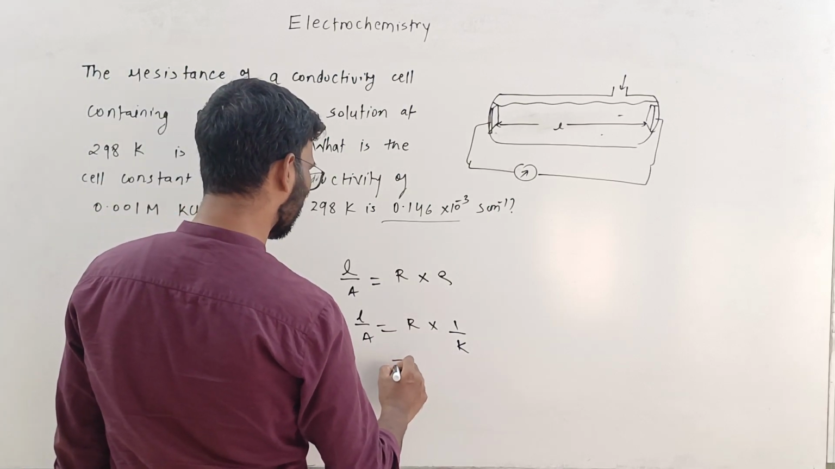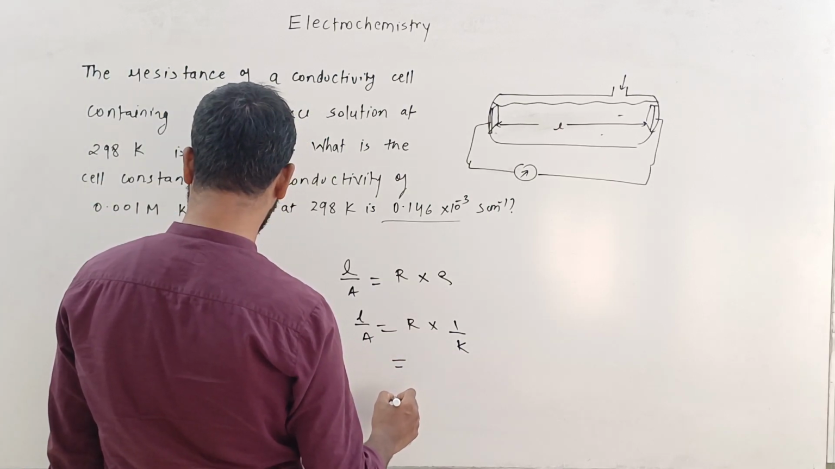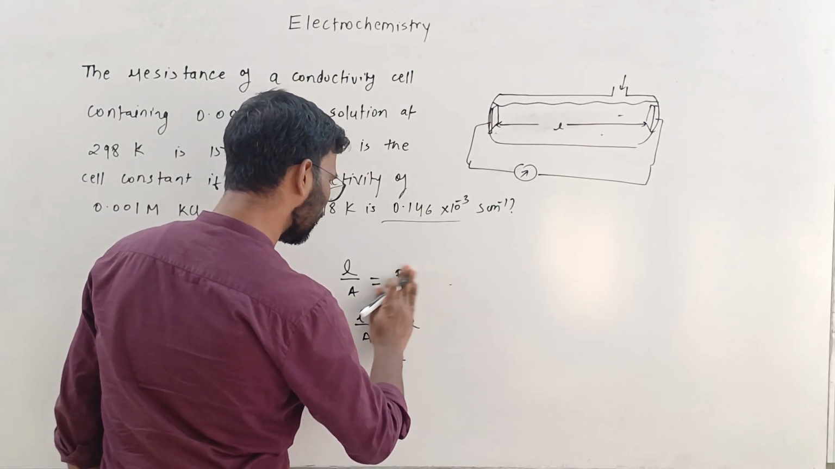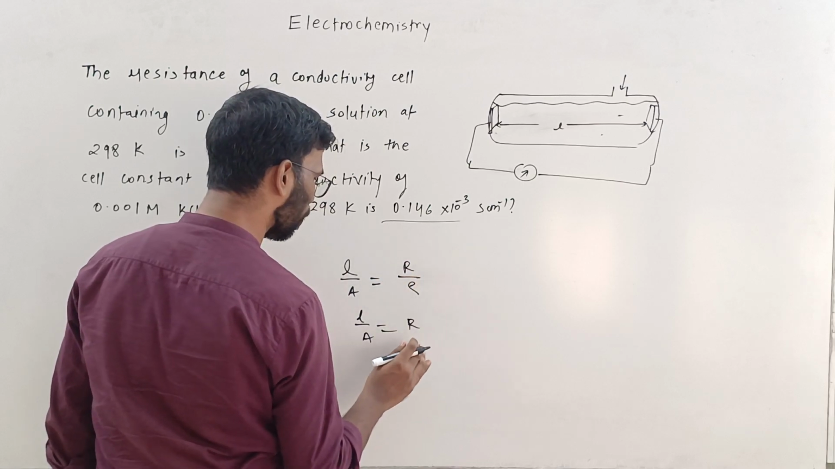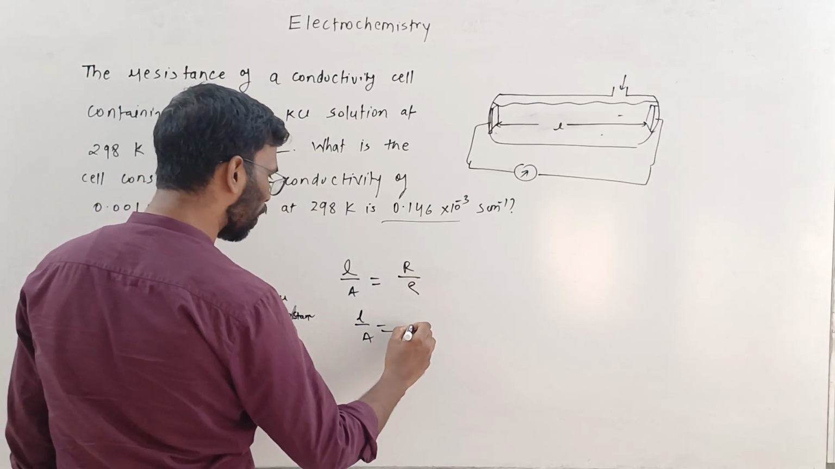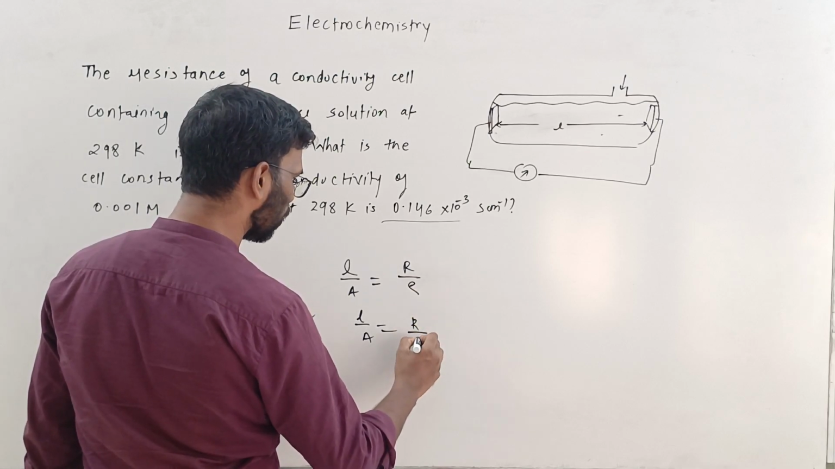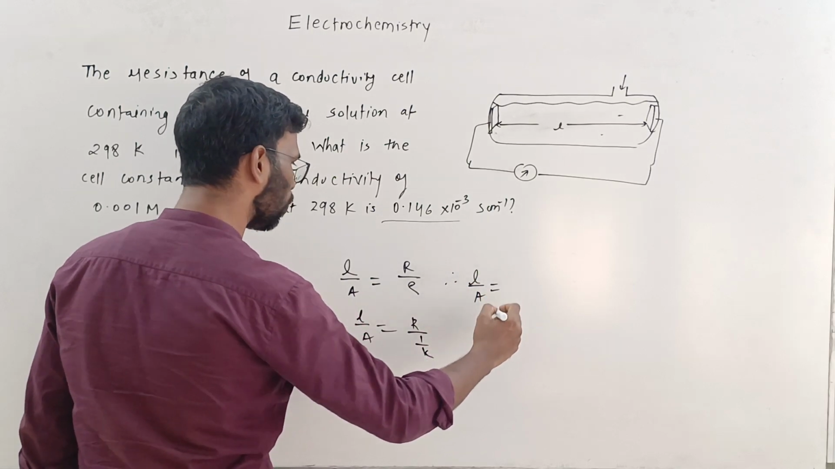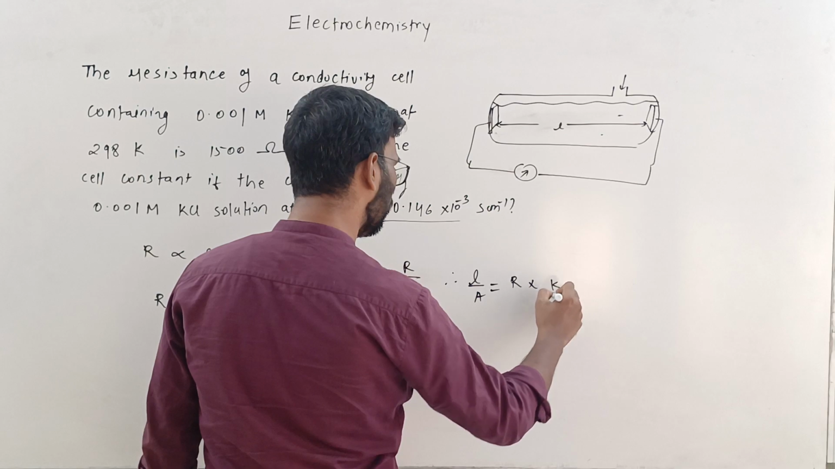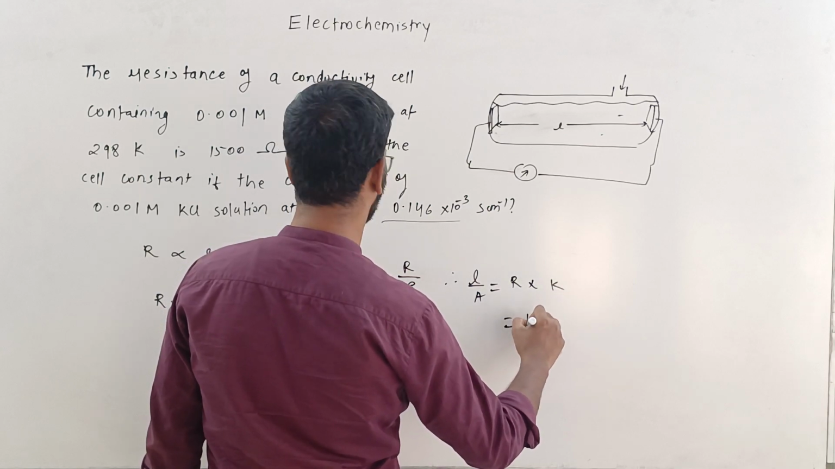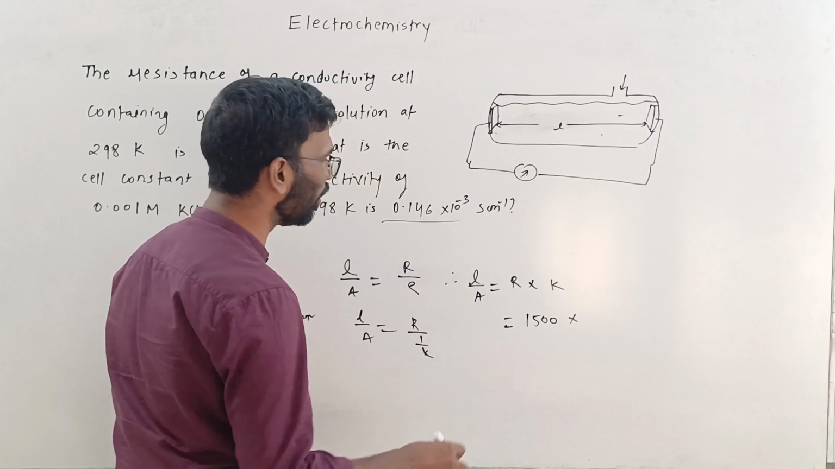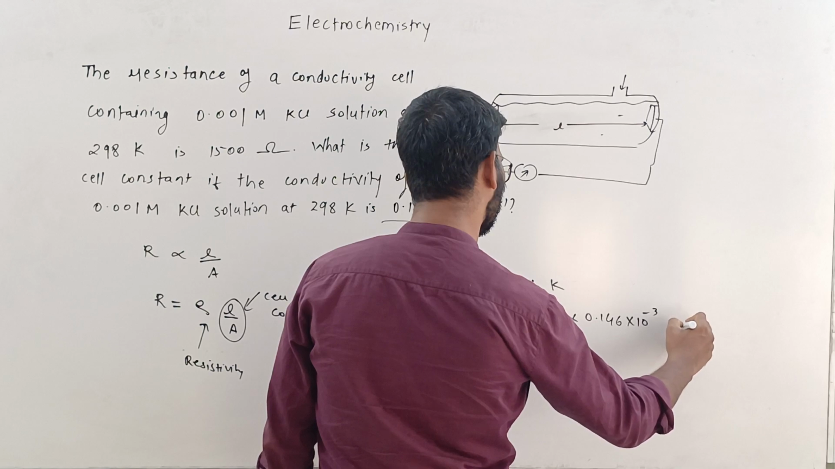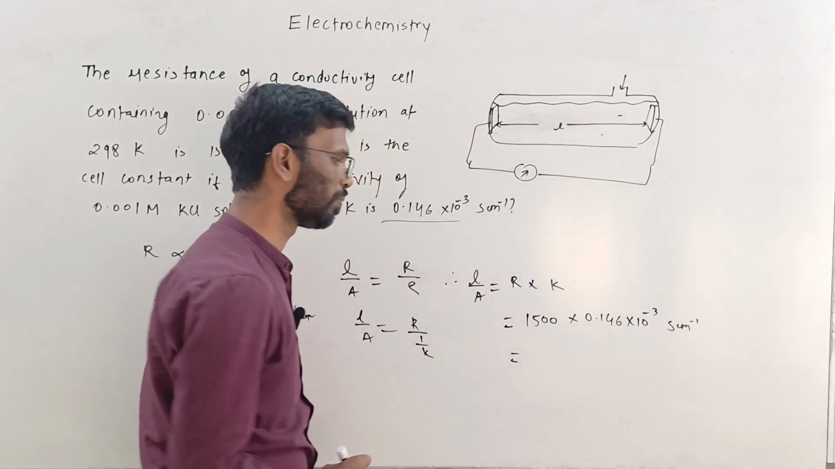Sorry, what I have done? L by A is R by rho. So R by rho means what? Rho is 1 by K, the inverse of the conductivity. Therefore, L by A is equal to resistance into conductivity. So the resistance is 1500 ohm multiplied by the conductivity, 0.146 into 10 raised to minus 3 Siemens per centimeter, right?